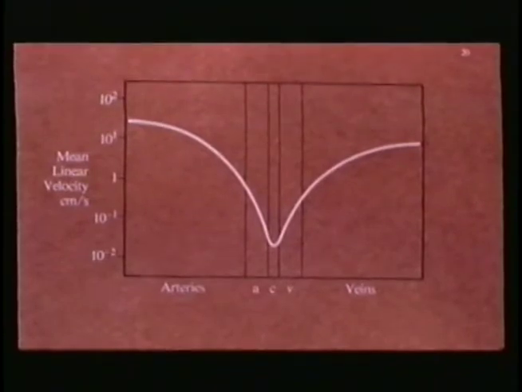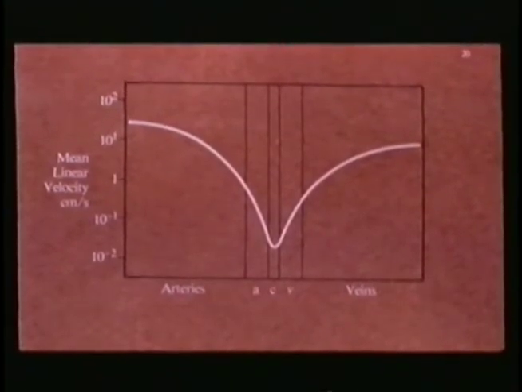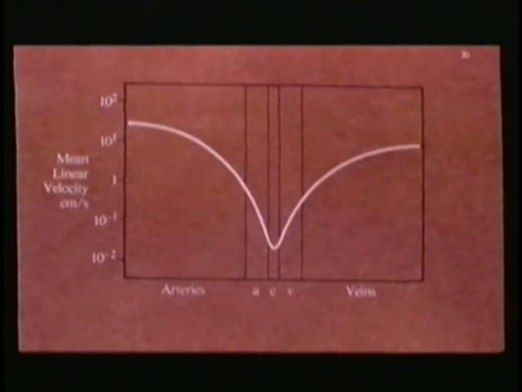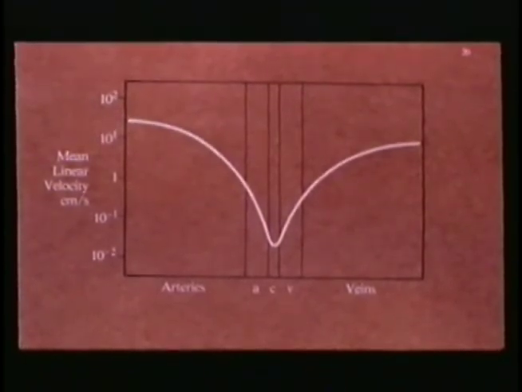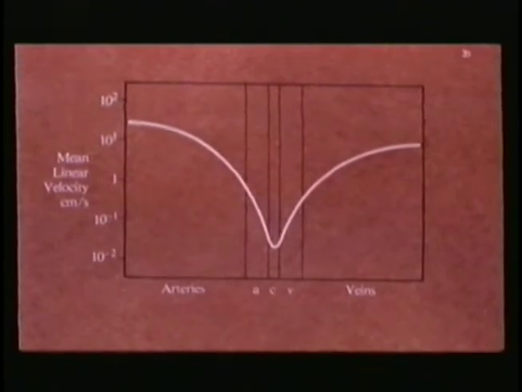20. Since the mean linear velocity in each type of vessel varies inversely with the total cross-sectional area, the mean linear velocity plot is the inverse of the cross-sectional area plot. The capillaries have the slowest mean linear velocity, which favors the exchange of substances between capillary blood and tissue.